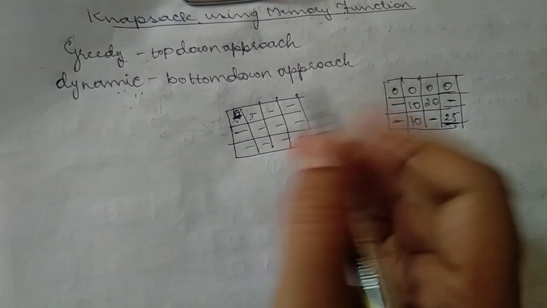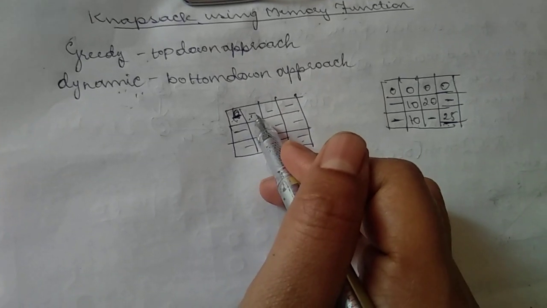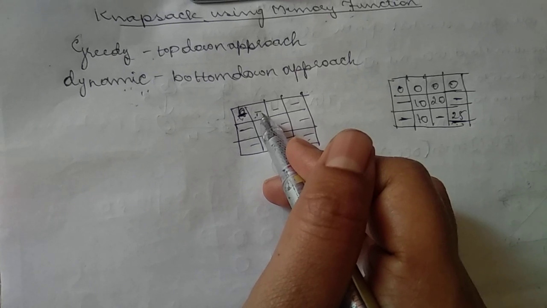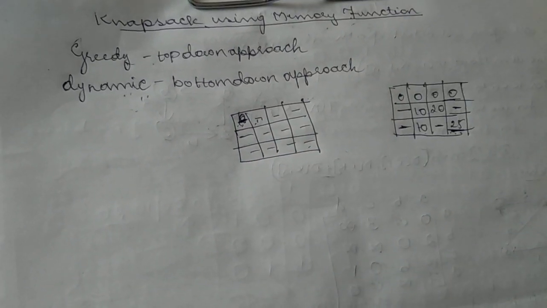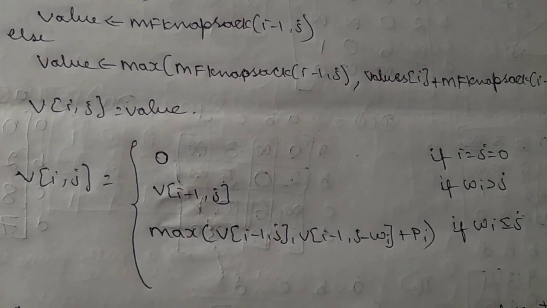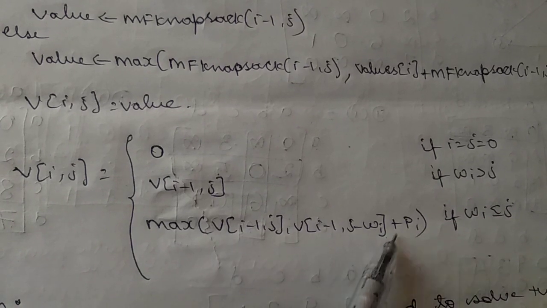If it is null, it will find out the value for that one and it will replace that value with null. This is how your memory function knapsack will work. Okay, let me go for the algorithm of this one. Before going for the algorithm, we have to see the recurrence relation.